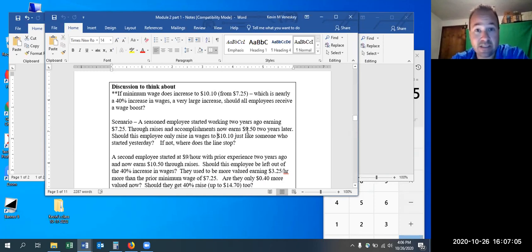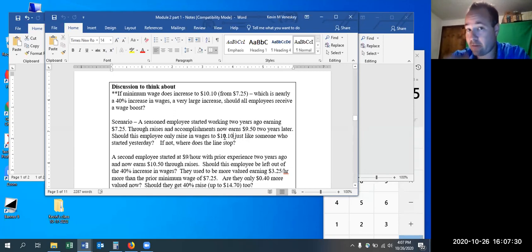So his wage, he's happy he gets a little bit of a raise, but the guy who got hired yesterday makes the exact same amount as he does today. He's got 2 years experience, been a valued employee. So is it fair that he only gets $10.10 an hour as well? Or if that's the case, he may get fed up and leave and go find somewhere else. So maybe you got to give him a raise.